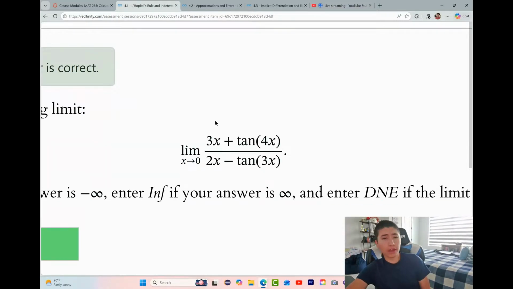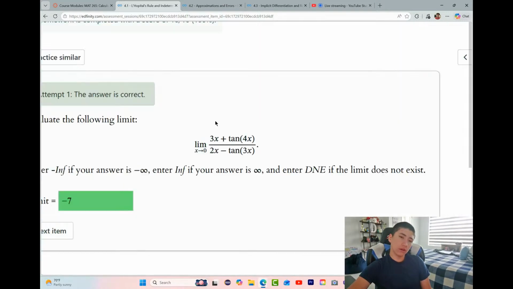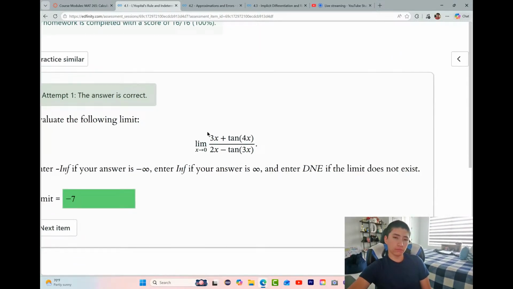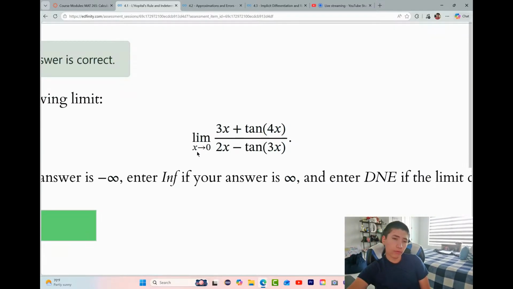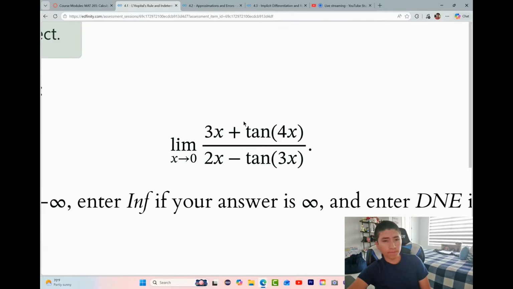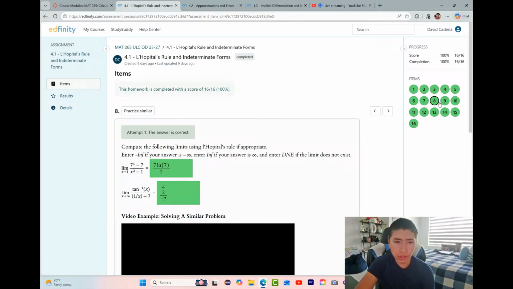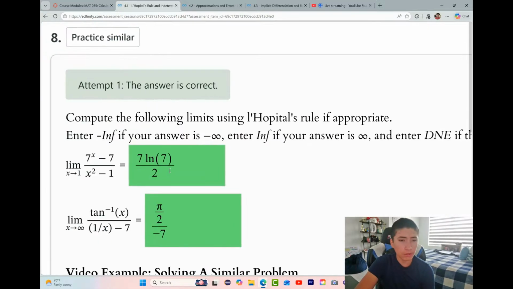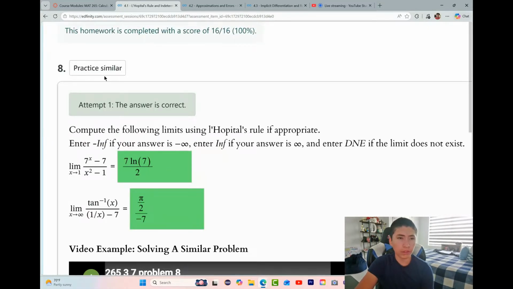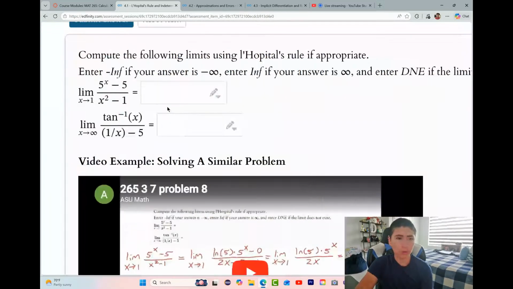So if we apply that perspective here, I don't know if it's correct to view it that way in this one. Oh wait, we have x tends to 0, so it's not infinity. I think I know how to do this, and I don't want to spend a lot of time. Okay, I guess let's do this one. Can we practice a similar one? Cool.